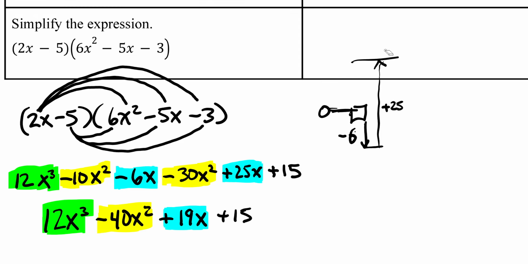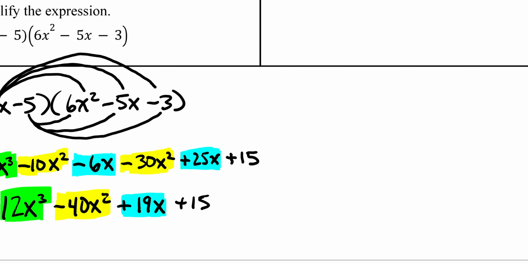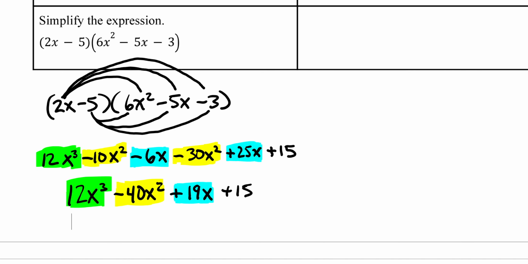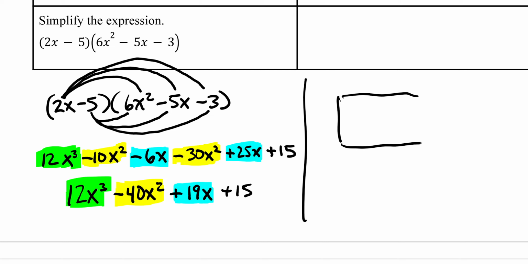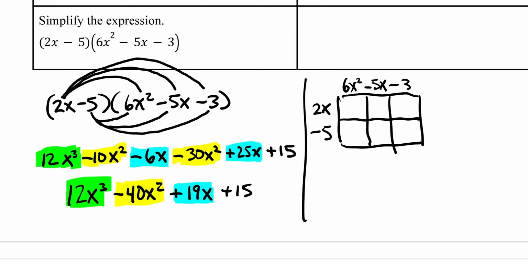Let's take a look at what this would look like if we use the box. So in the box, we're going to get the same answer. It's just set up a little bit differently. So we're going to use a 2x3 box. The 2-part, 2x minus 5, along the side, and then 6x squared minus 5x minus 3. We're going to end up with the same 6 products that we had before.